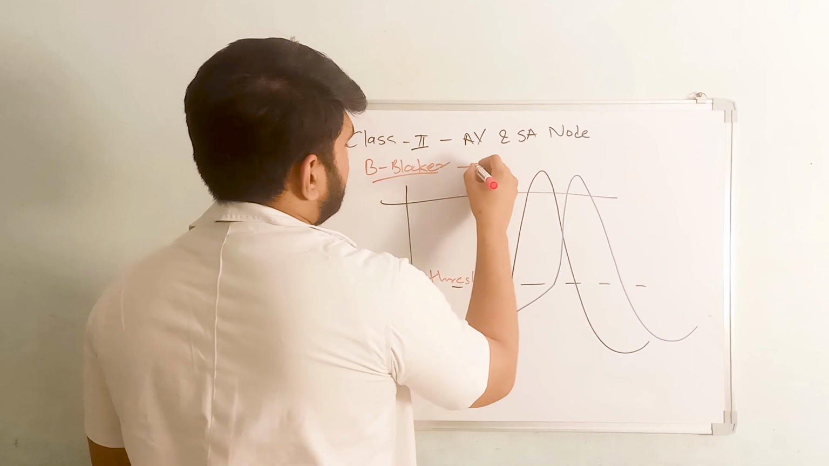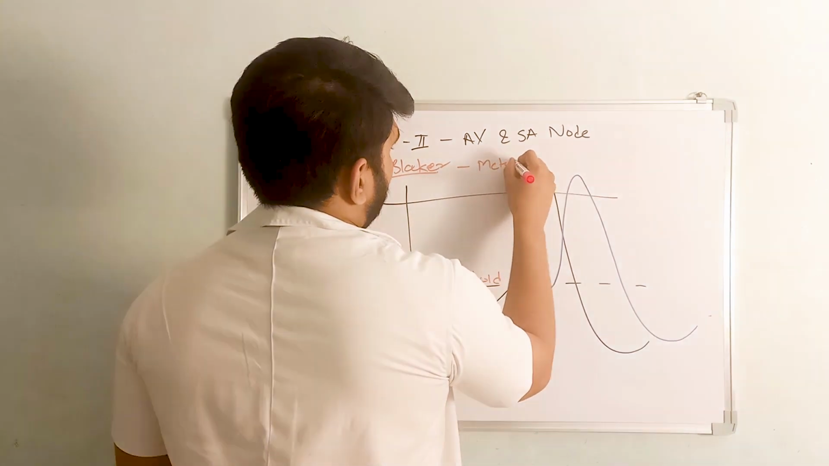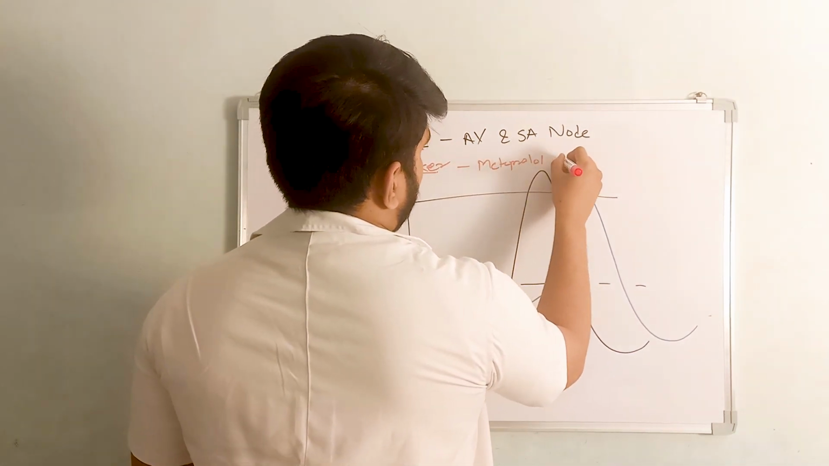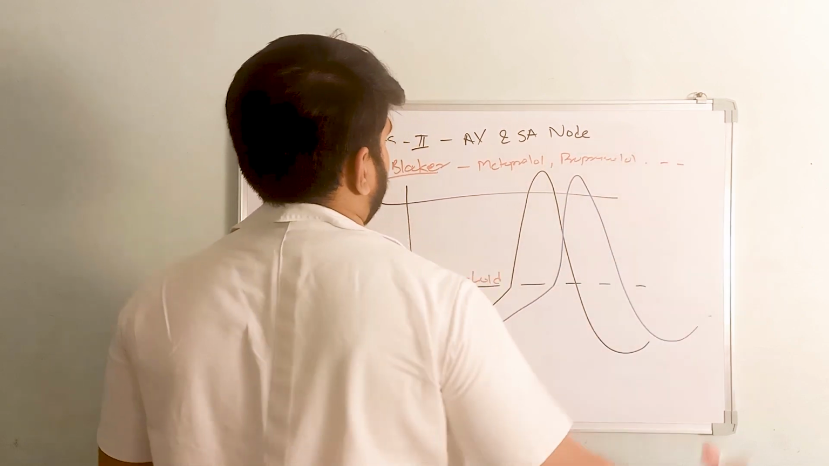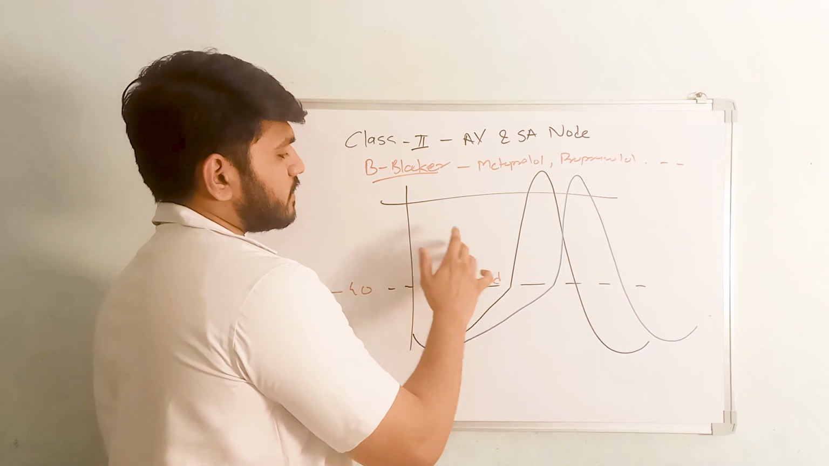Beta blockers are metoprolol, propranolol, etc. Okay, so beta blockers work this way.